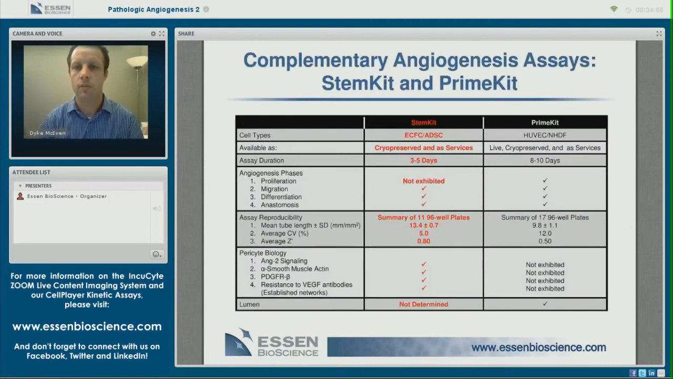So we can study some complex biologies using the prime kit, but I want to focus for the rest of the time on our newer kit, the STEM kit, and how it can be used to model angiogenesis and look at vascular resistance. This was work done in collaboration with a group at Eli Lilly and was recently published in the Journal of Hematology and Oncology.